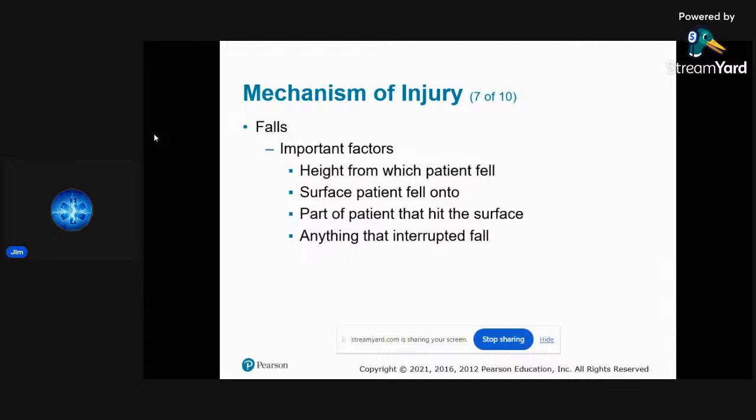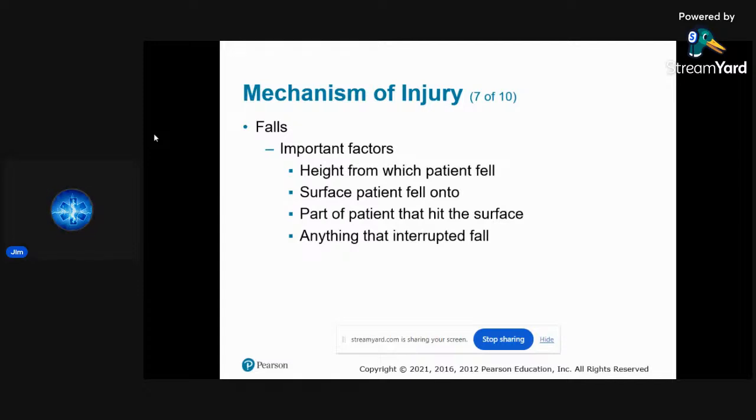Important factors we need to know about falls. We need to know how high they fell from. What did they land on? What type of surface? Was it concrete? Was it the ground? Was it a pool of jello, right? So that's important. We need to know what part struck the ground. Did they land on their feet first? Did they land head first? Did they land on their side, their chest? We need to know this so we can start predicting possible injuries. And anything that interrupted the fall, like they fell off a ladder and hit a tree branch on the way down. It's all important, so we can start thinking of injury patterns, right?